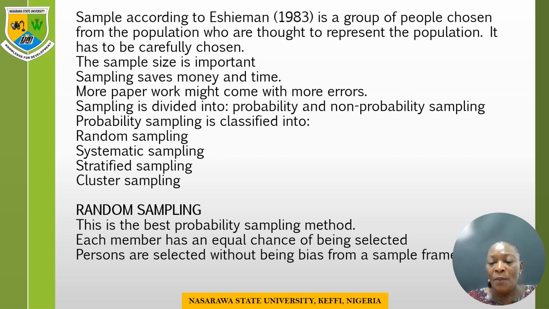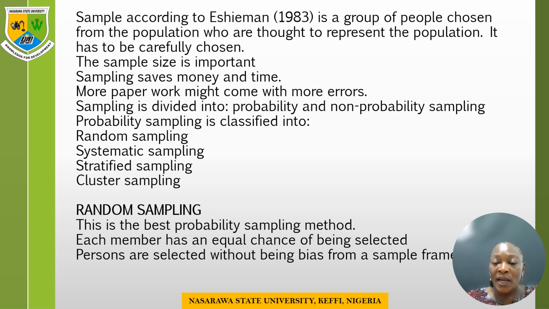Now, if I'm talking about a sample, I'm talking about the subset of the population. Subset in the sense that it is a number from the population, because I cannot cover the whole women of Unsuk. Then I will have to get a sample of the women to be able to carry out my research. A sample is a group of people chosen from the population who are thought to represent the population. It has to be carefully chosen. The sample size is important.